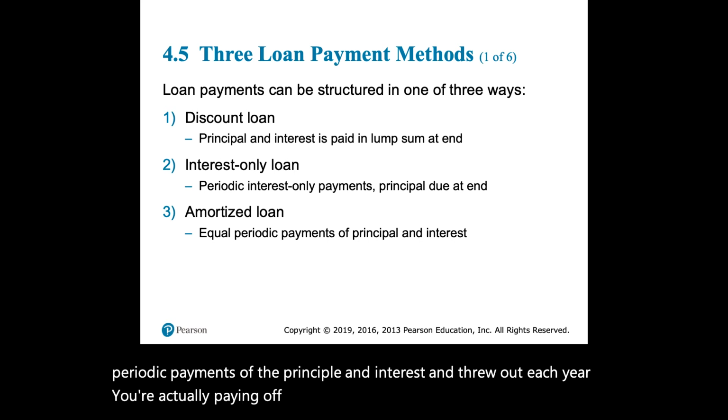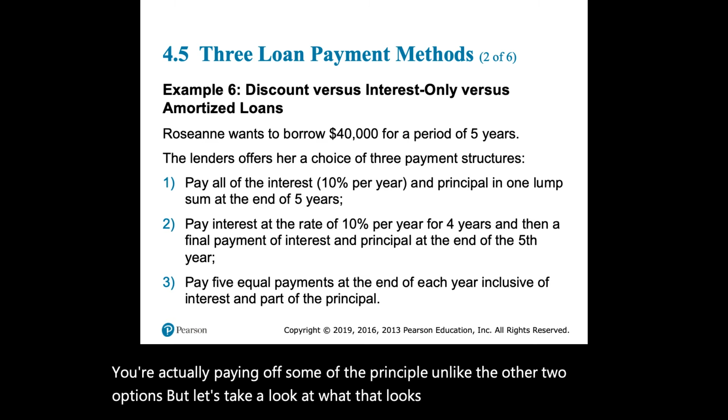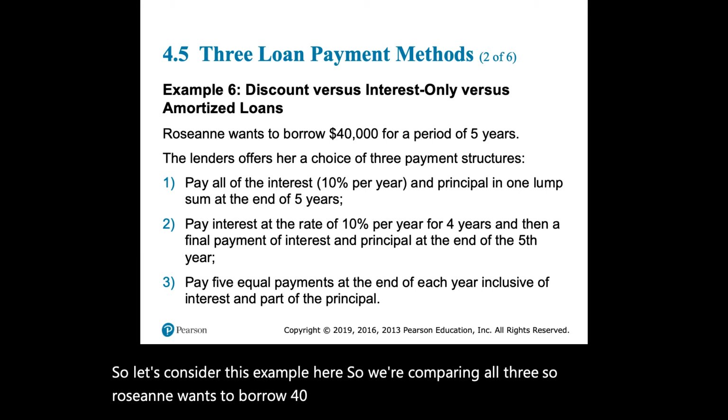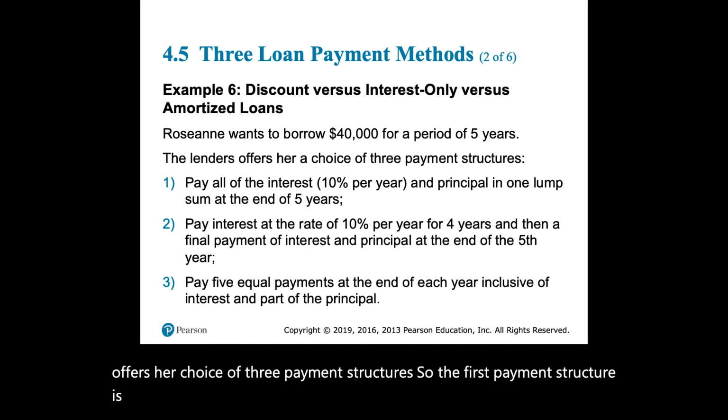But let's take a look at what that looks like. Let's consider this example here, where we're comparing all three. Roseanne wants to borrow $40,000 for a period of 5 years. The lender offers her a choice of three payment structures. The first payment structure is to pay all of the interest, 10% per year, and the principal in one lump sum at the end of year 5.